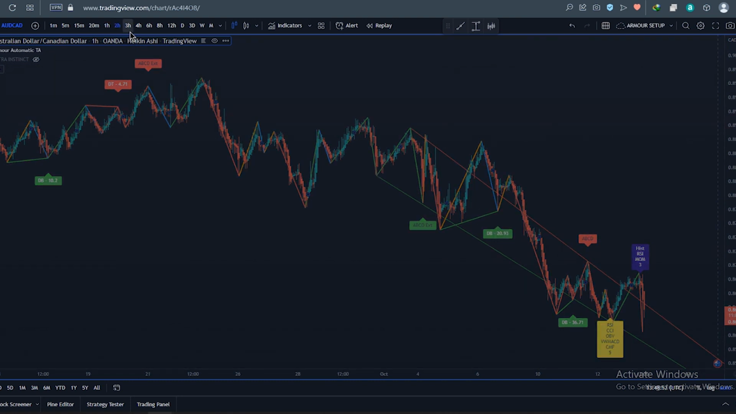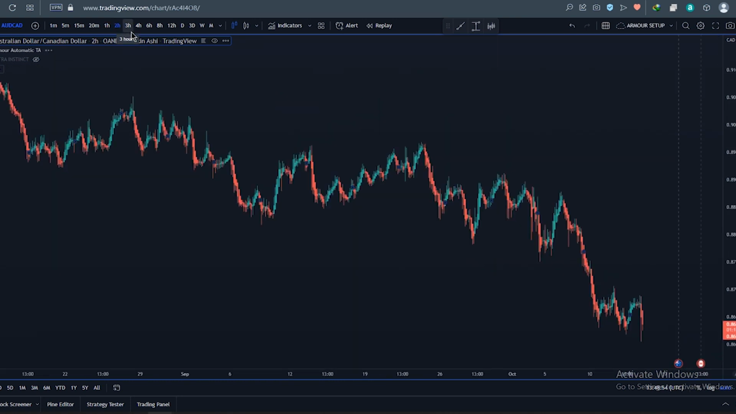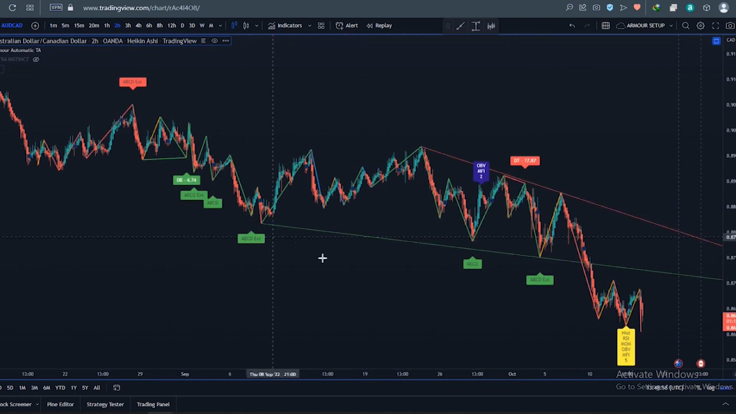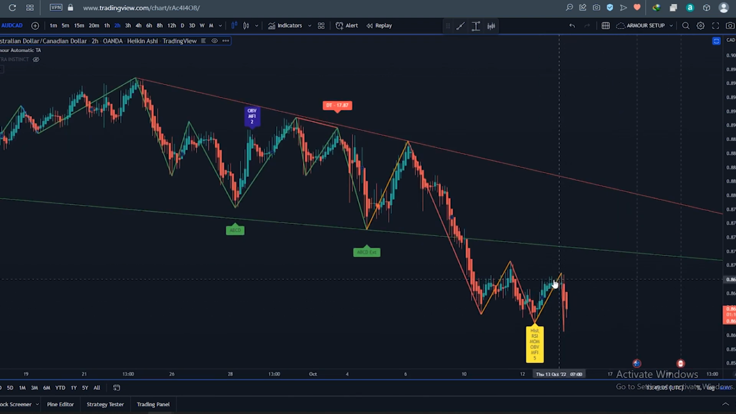So let's load 2 hours. We'll see more accurate patterns. And look, that's also a wedge which is broken downside, and it was showing a bull trap. The orange line means bull trap, and then boom, crash. See?